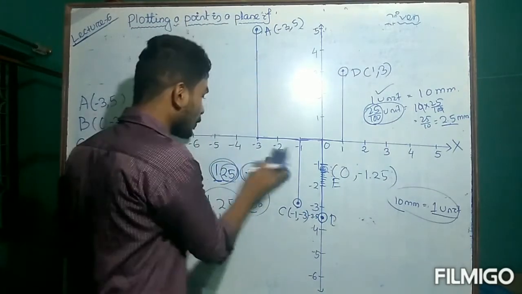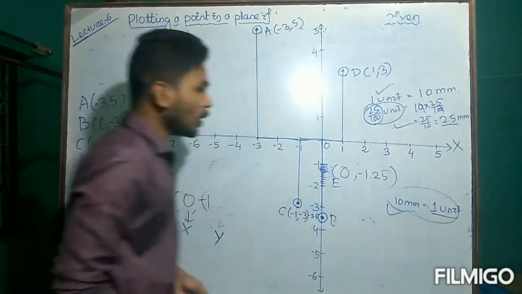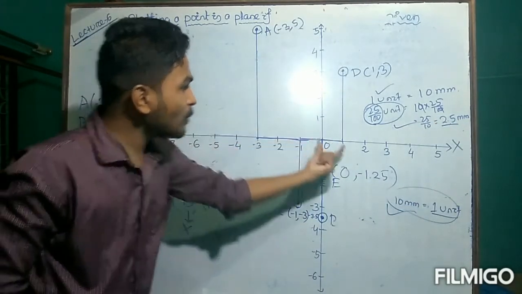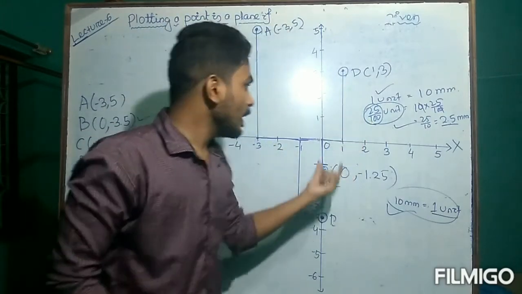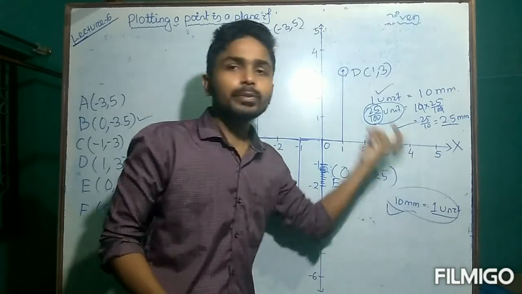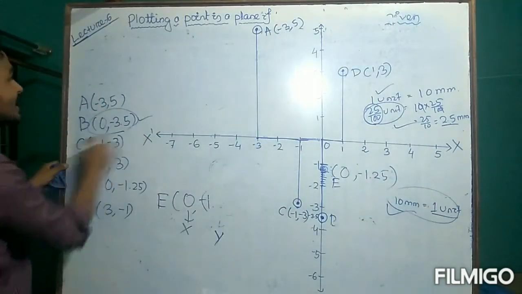So while calculating, you should remember this: always take 10 millimeters as 1 unit. This is also 10 millimeters because there are 9 straight lines. 10 millimeters, 10 millimeters, 10 millimeters. So 10 millimeters are 1 unit. Simply you can use this formula for this.